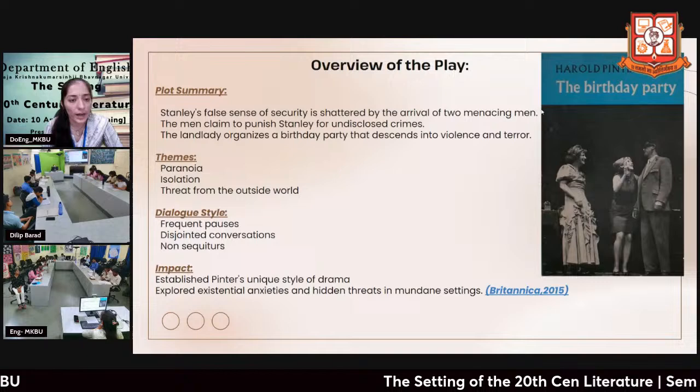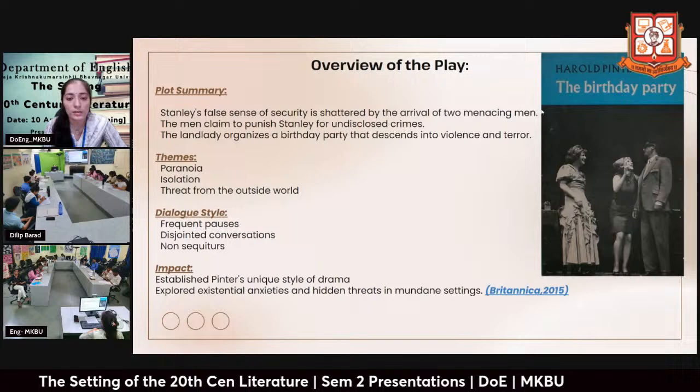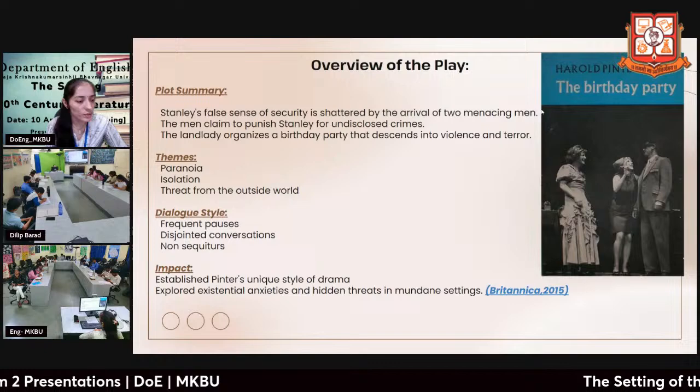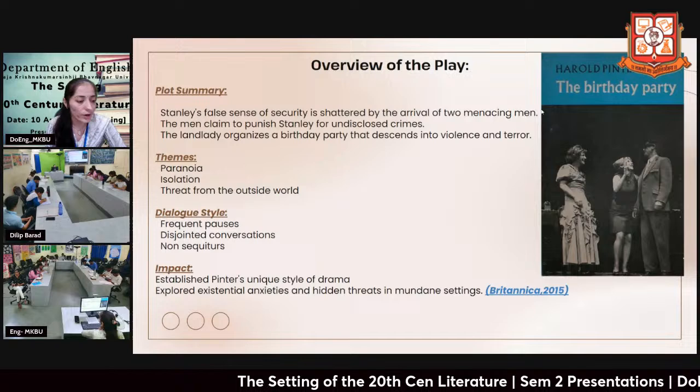The men claim to punish Stanley for undisclosed crimes. The landlady organizes a birthday party that descends into violence and terror. Themes we can find are paranoia, isolation, and threat from the outside world. The dialogue style features frequent pauses, disjointed conversations, and non-sequiturs.